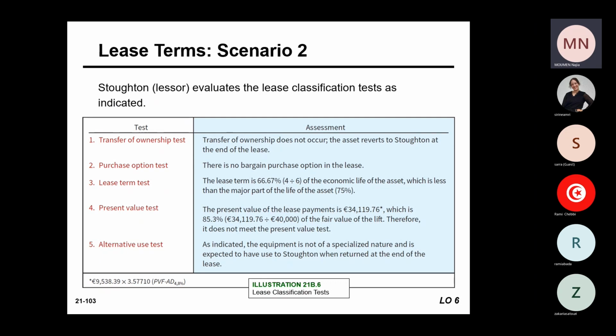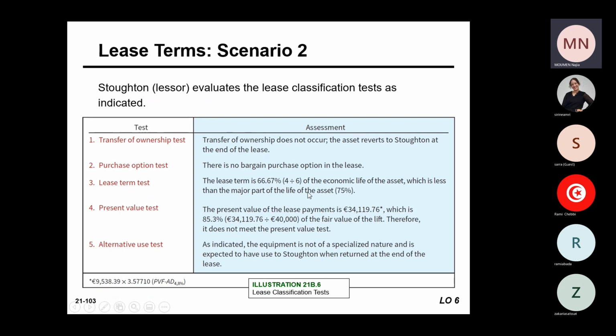The next step is to evaluate or classify the lease as a finance or operating lease. Let's see together. For the transfer of ownership, I already said that there is no transfer. The asset will revert to the lessor at the end of the lease. There is also no bargain purchase option offered. Nothing offered.